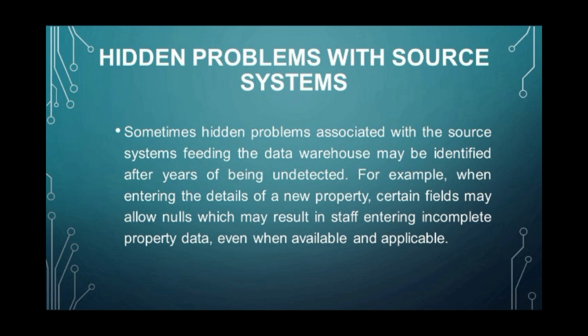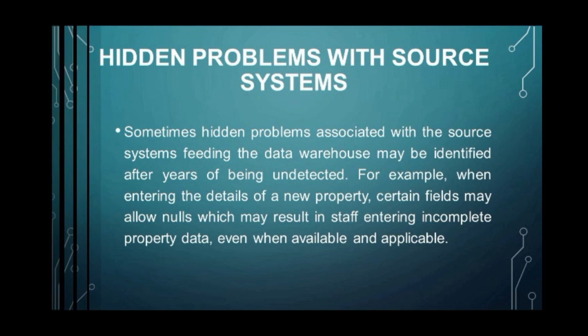The second issue of data warehouse is the hidden problems with source systems. Sometimes hidden problems associated with the source systems feeding the data warehouse may be identified only after years of being undetected. For example, when entering the details of a new property, certain fields may allow nulls, which may result in staff entering incomplete property data even when available and applicable.